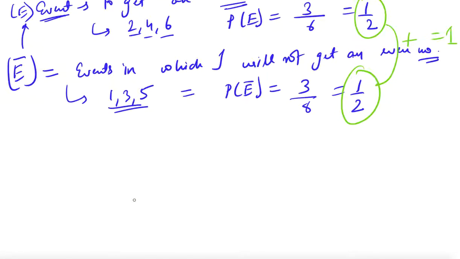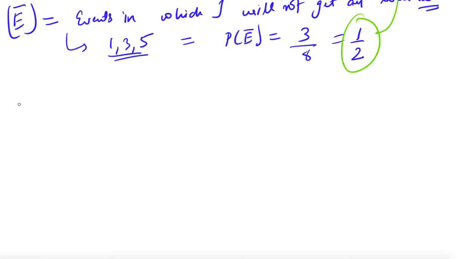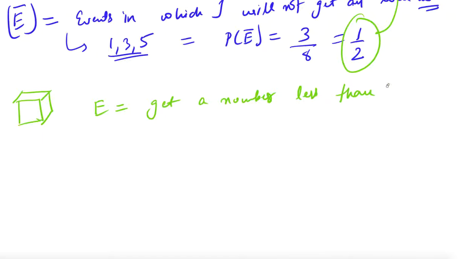Let me take one more example. Say I'm throwing a dice, and my event E is to get a number less than 4. So what will be my E bar, that is, the complement of E? It will be getting a number greater than 4, right?